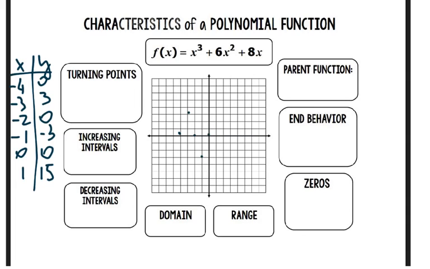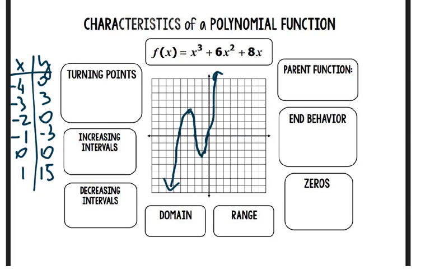Let's connect. Since the leading coefficient is positive and it's odd degree, the end behavior of the graph is going to increase from left to right, and it's going to pass through the given points. So you have to make a smooth curve almost without lifting the pencil off. So this is my polynomial function, and then based on this graph, we're going to get different information. We're going to start with the parent function.